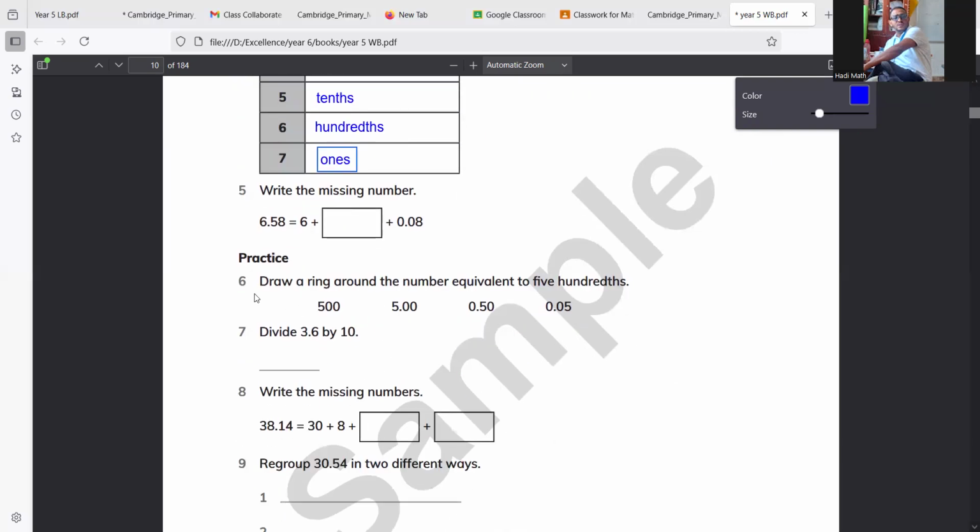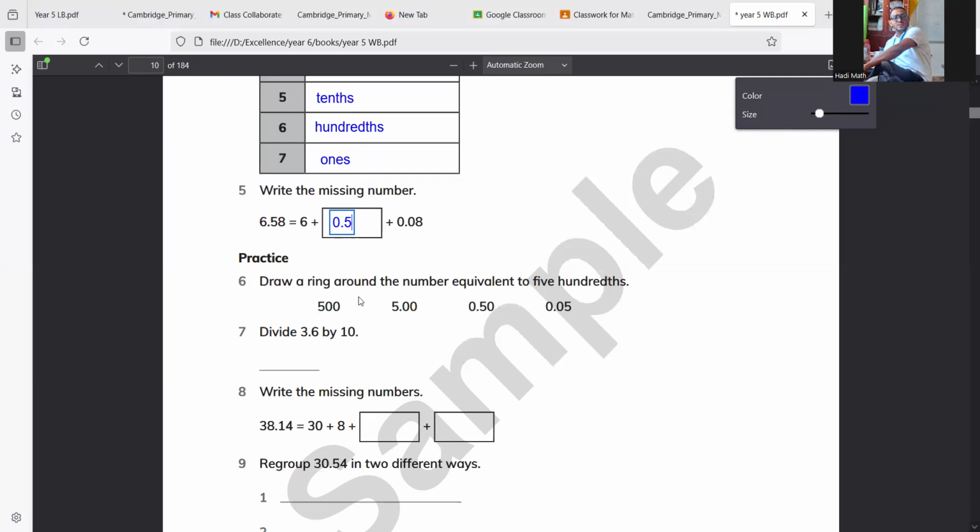Let's go to question number 5. They say write the missing number. Like 6.58 is equal to 6. 6 is a whole number, which is ones. Plus, the missing is this 5, but this 5 is tens. That's why we write it 0.5 because it is tenths. And the 8 is going to be 0.08 because it's hundredths.